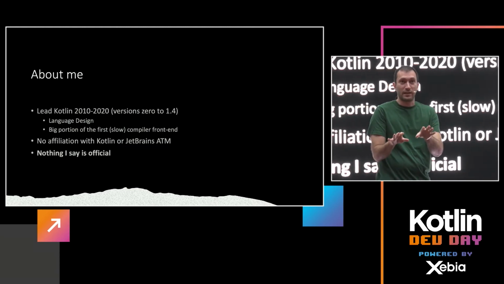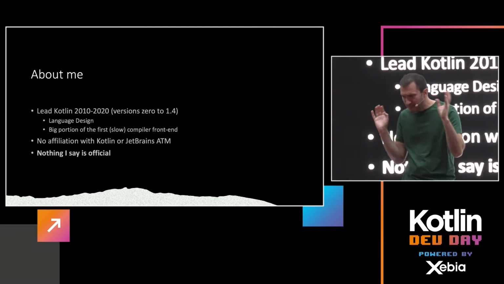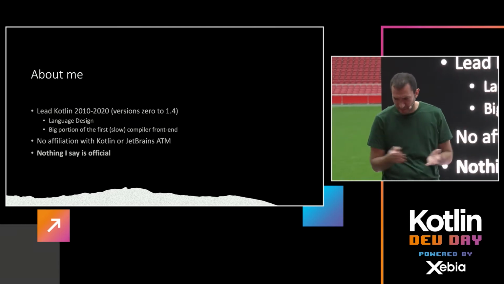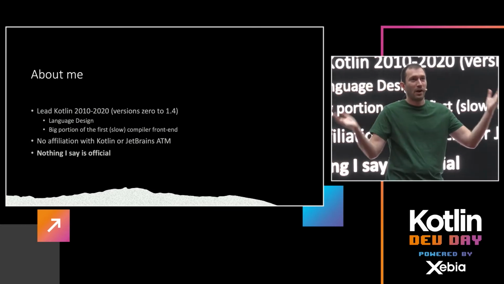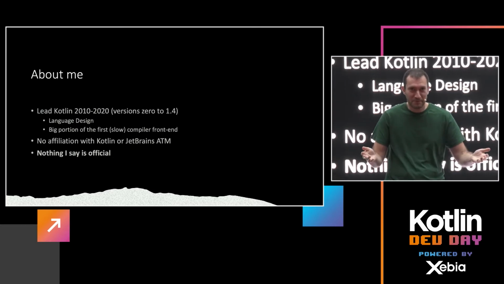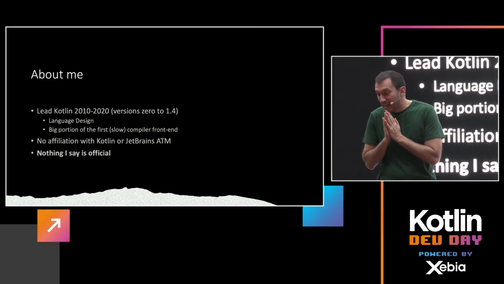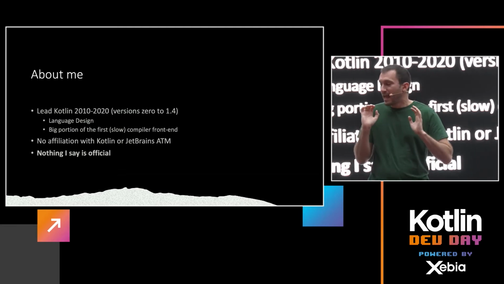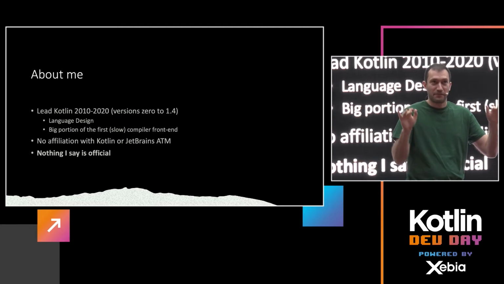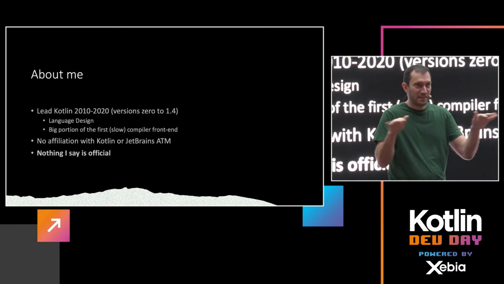I used to work on Kotlin for 10 years. I led the design team, led the entire project team, and worked on the big part of the slow compiler everybody's suffering from. And today, I'm not affiliated with JetBrains or Kotlin. I moved on to something else. And nothing I say here is official. You can safely assume everything I tell you is a lie.